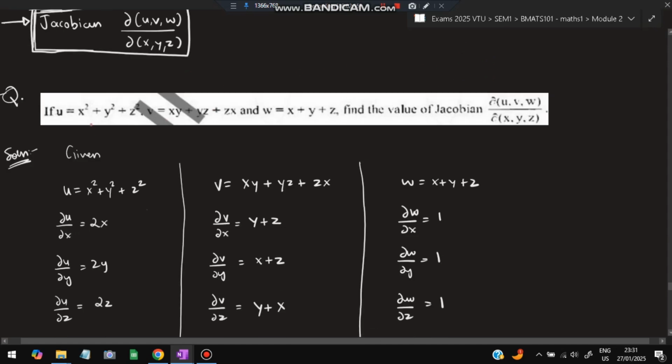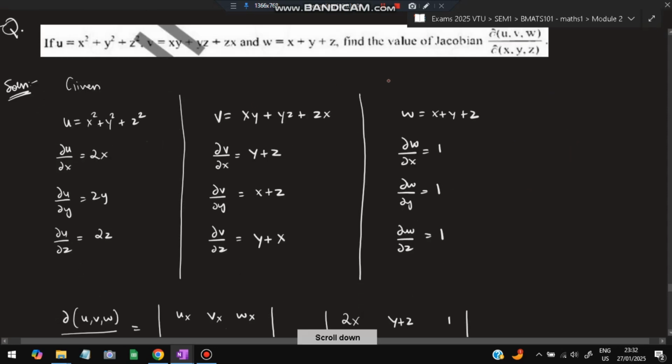One of the super repeated questions is this: u's value they have given here, v's value is given here, and w's values they have given here, and find out the Jacobian del u v w by del x y z. Don't confuse this with partial differentiation where only del u by del x will be there. Here, if three terms are together, this is Jacobian, or else they will mention it as Jacobian here. And this will be divided by del x del y, like del u v divided by del x y. Two consecutive terms are there. This is the Jacobian question.